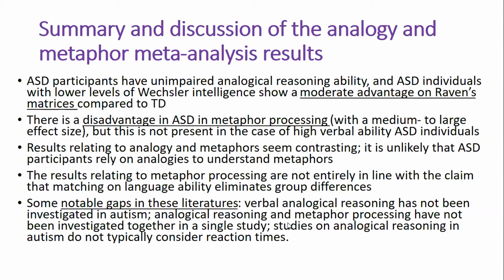And also after reviewing this literature, we have found some important gaps in our knowledge. So you notice that we could only find a reasonably small number of studies which used a good methodology to really look at differences between the autistic and non-autistic participants. So, for example, we found that verbal analogical reasoning has not really been investigated in autism. There was only a single study that did that.